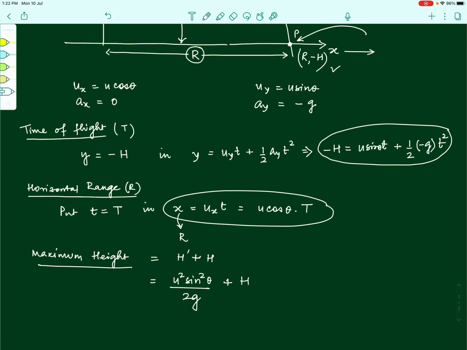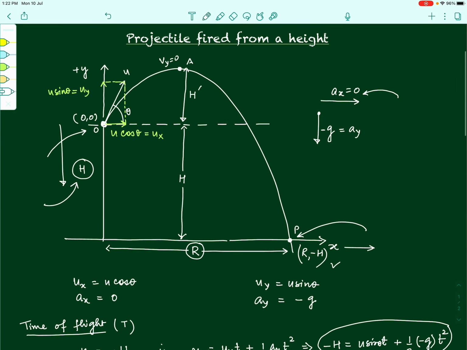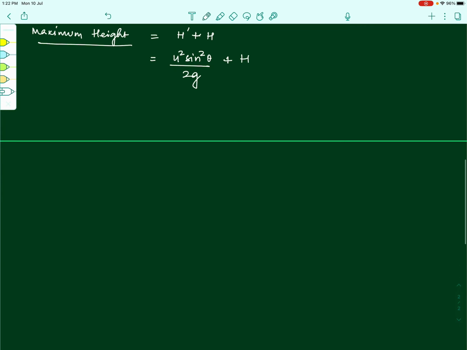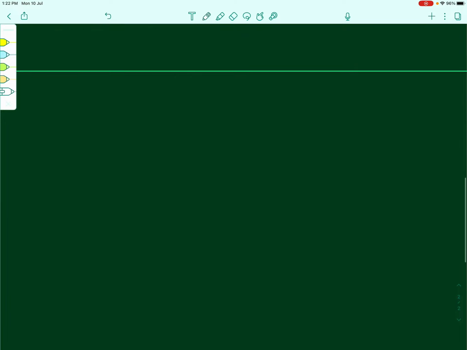So, this is how we can work through a general projectile which is fired from a certain height, and we can get our values using the same 3 equations of motion, any one of those, whichever works for us. Let us look at an example just to understand this more confidently.